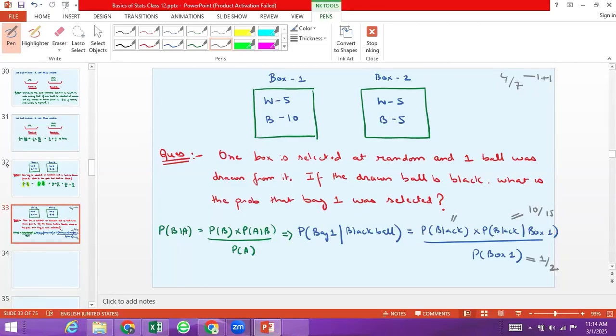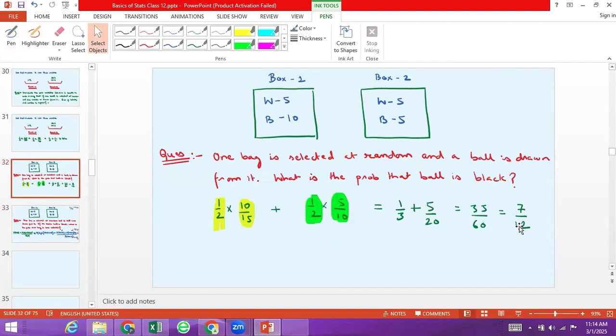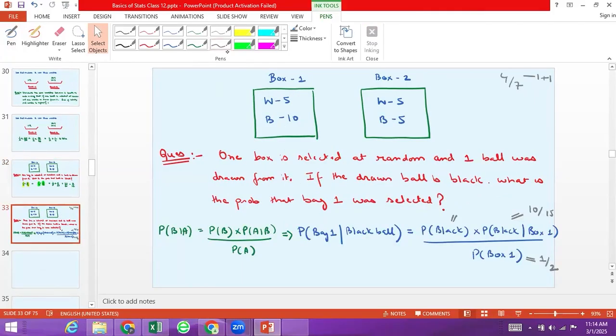Probability of black ball in box 1. No. What is the probability that a black ball will be drawn? It will be 7 by 12. 7 by 12. Okay, so how will it be? Sir, can you please explain?